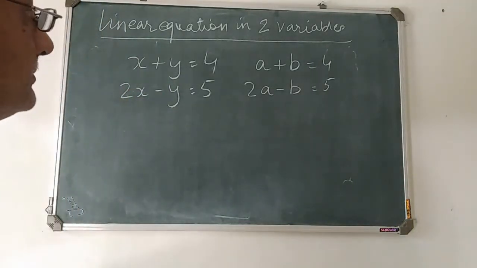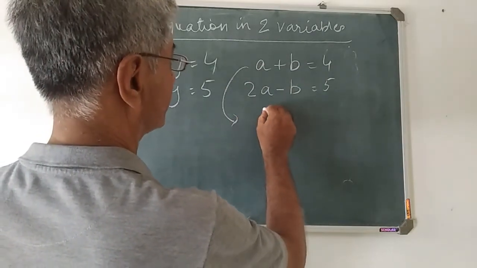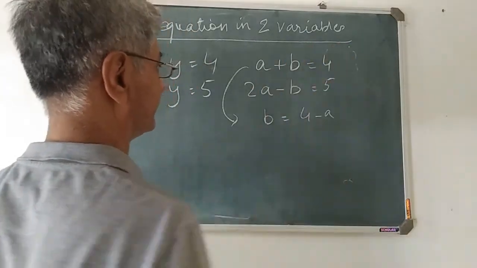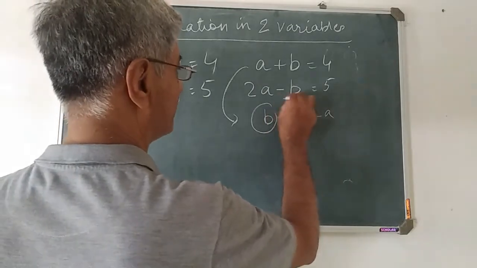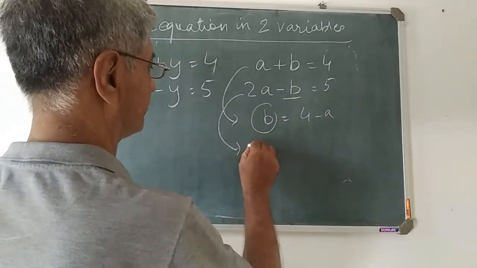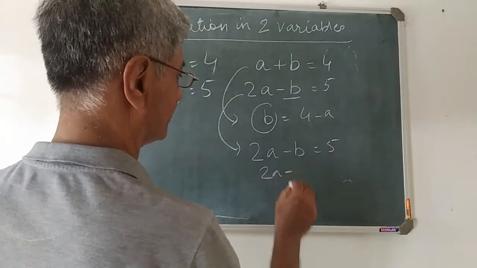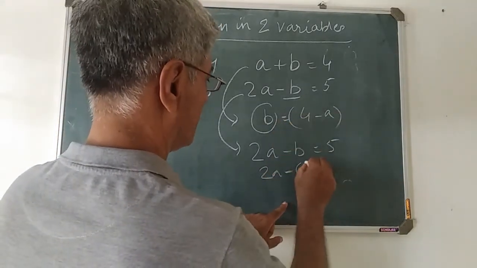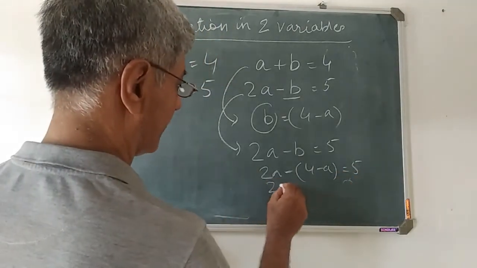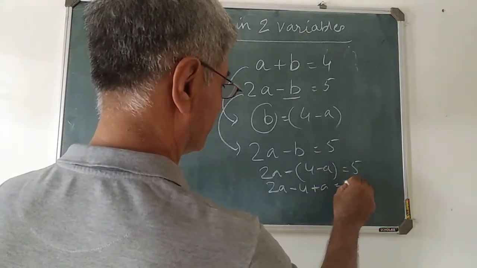Now if you take this equation, B is equal to 4 minus A. We brought A this side. Now let us put B here. Instead of B, let us put 4 minus A. So in this equation, 2A minus B is equal to 5, we get 2A minus (4 minus A) is equal to 5. So it will be 2A minus 4 plus A is equal to 5.